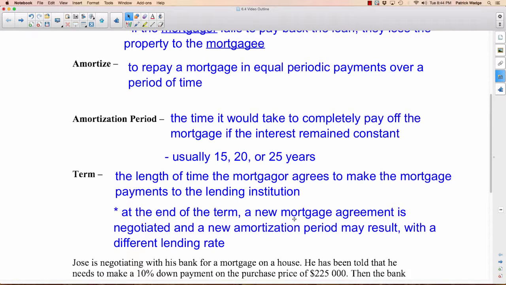So at the end of the term, a new mortgage agreement is negotiated, and a new amortization period may result with a different lending rate. So it's a risk. Maybe right now you have 4% as your interest rate on your mortgage, and even though your amortization period is 20 years, the term's only 5 years. 5 years comes up, and now the interest rates are at 4.2. Whoops. Not good. You lost. But who knows? Maybe in 5 years it's down to 3.7. Great, you win. So it's a bit of a gamble, but oftentimes people's term is shorter than their amortization period. I just can't say that word.